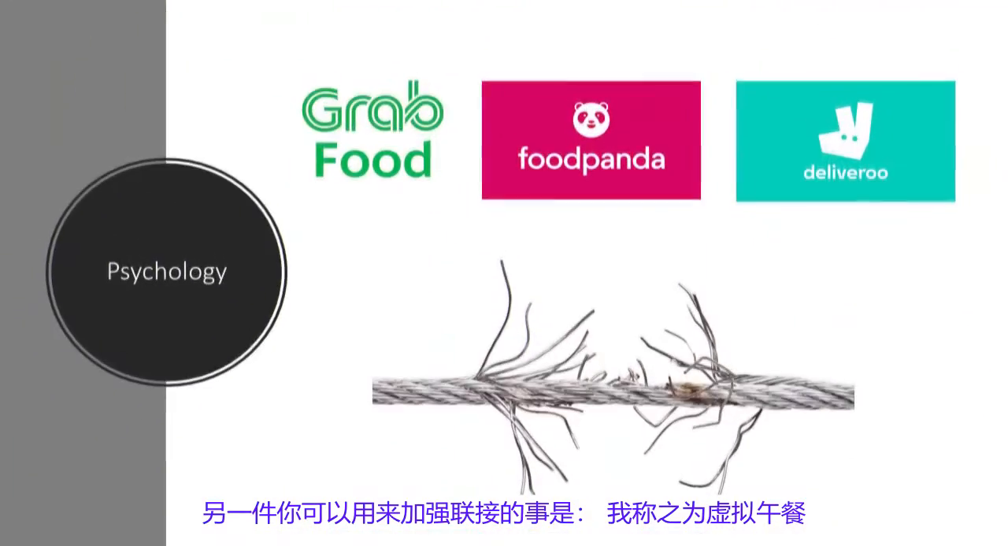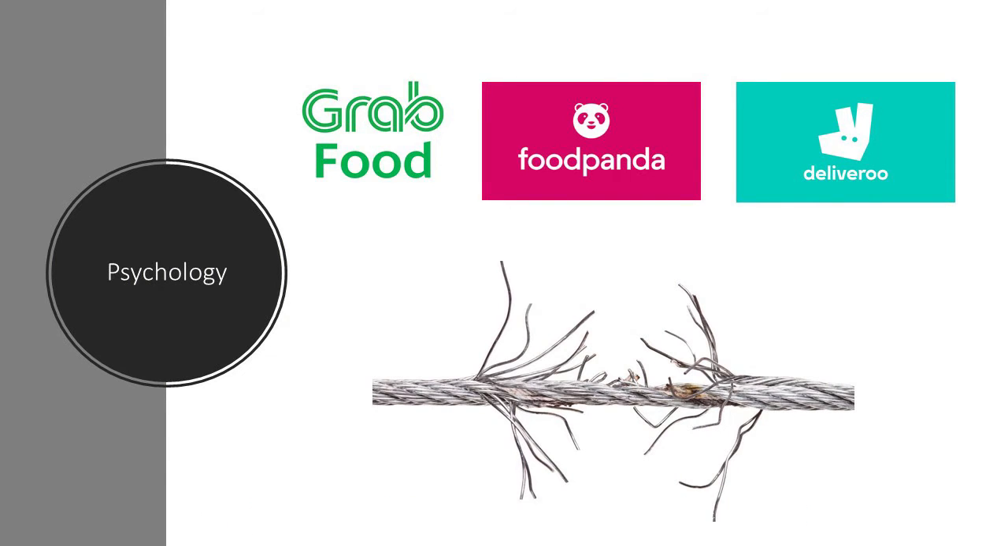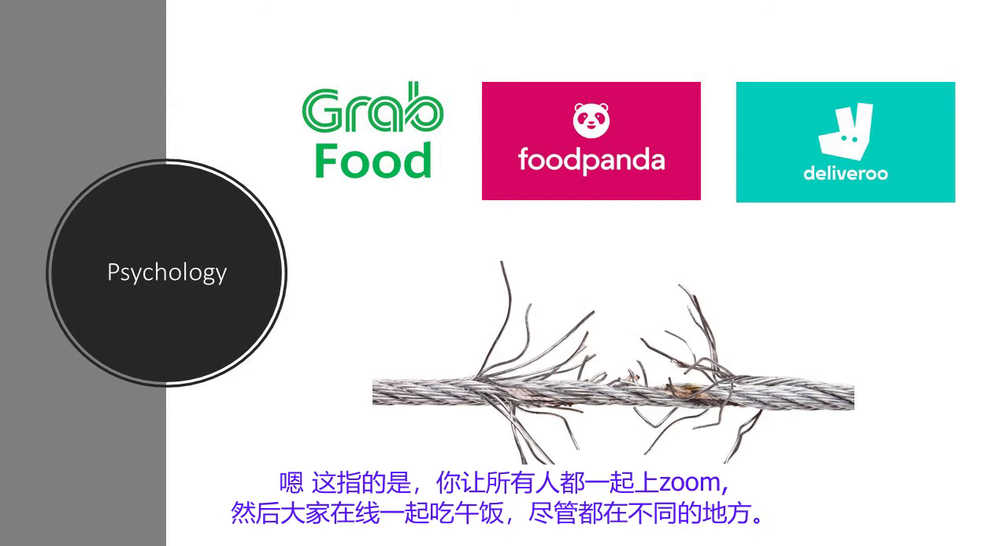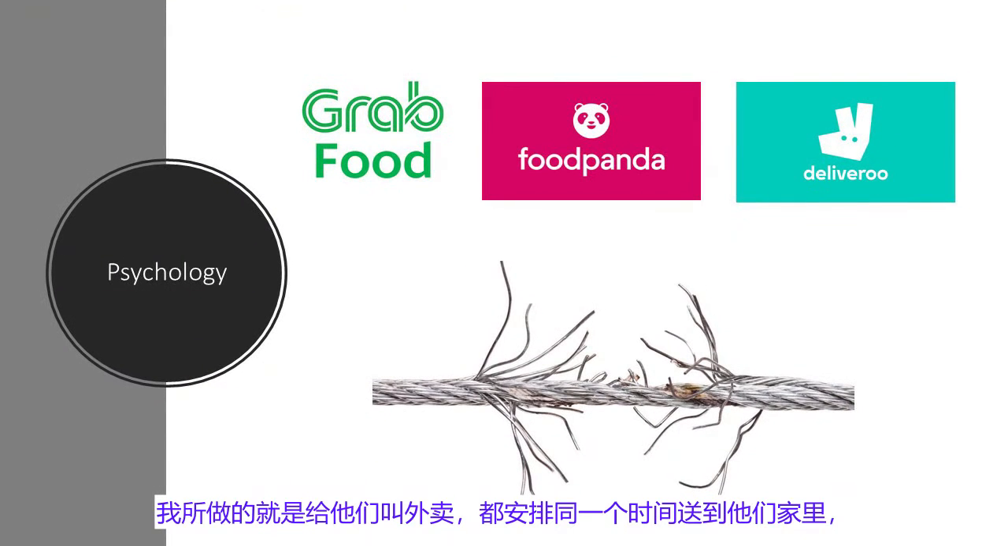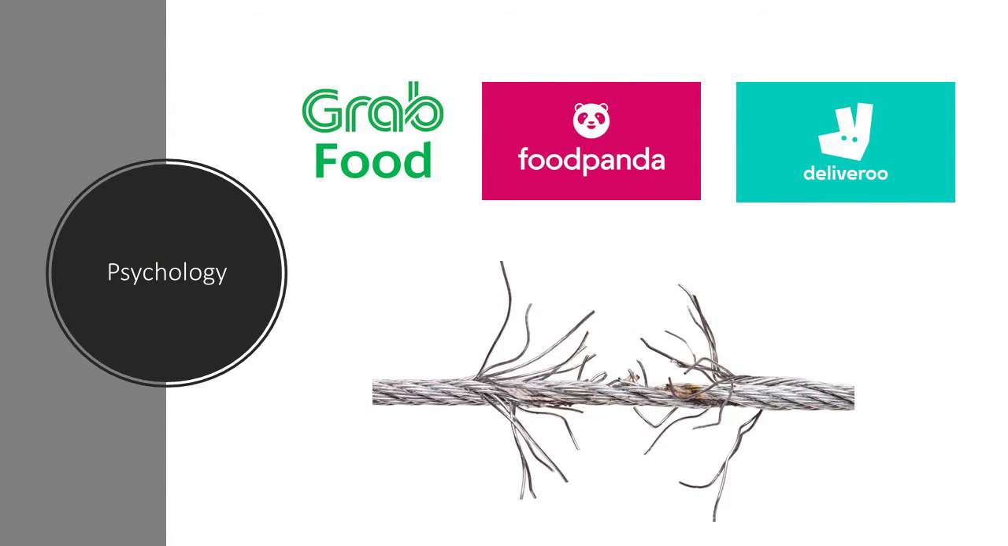Another thing that you can do to strengthen connection is to organize what I call virtual luncheons. So this is when you have everyone connected on Zoom and they're all eating lunch together, even though they're in separate locations. One time I organized a virtual luncheon for my mentoring group. And what I did was I ordered food to be delivered to their household all at the same time. And then I had all the students log in, and we would have lunch together.